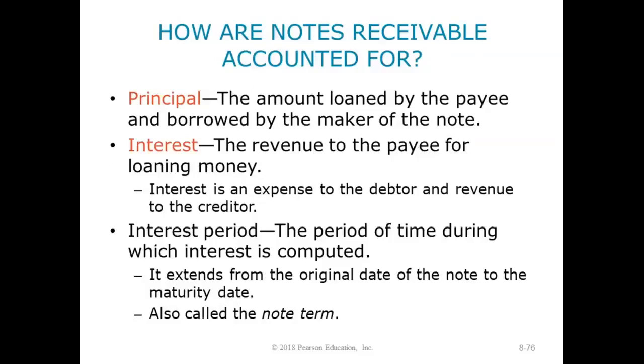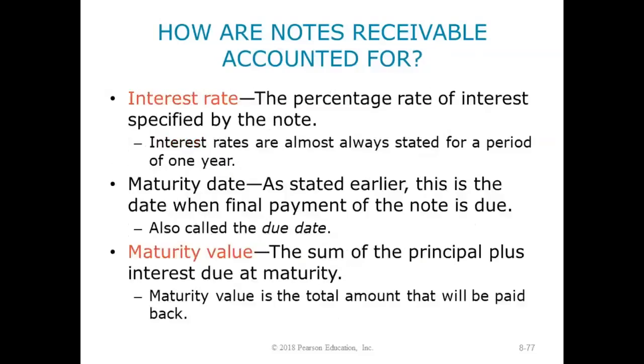So the interest period is the time period that the note is outstanding, okay? And we've got the original date of the note when it's signed to the maturity date. Now, the interest rate is the percentage of interest that you're going to pay on the note. Maturity date is when it's due, and the maturity value is normally the principal plus the interest that's due at maturity. So these are important definitions when we're looking at notes receivable balances and notes receivable transactions.